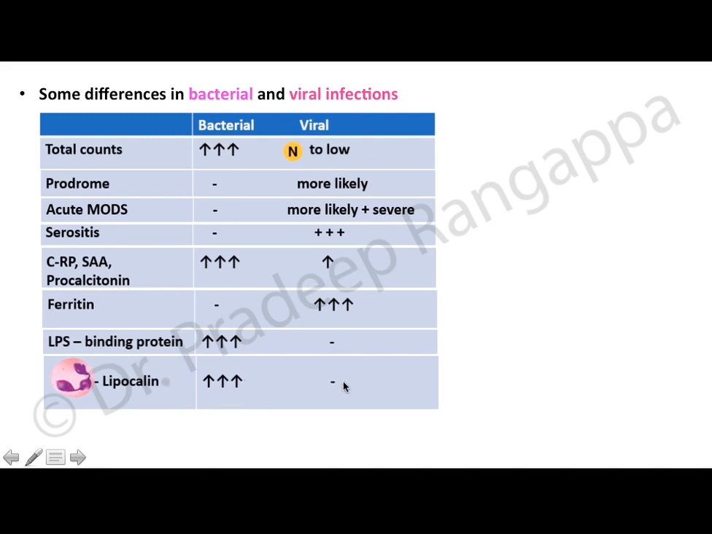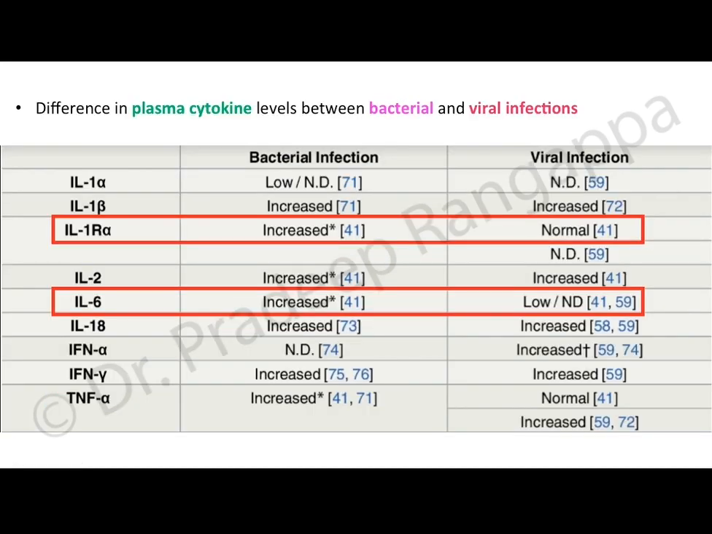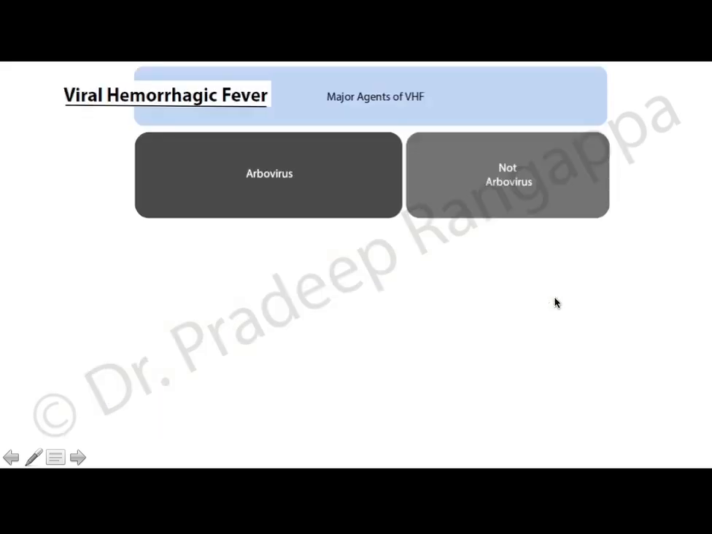So these are some of the key differences between bacterial and viral. If you look at the cytokine levels, even cytokine levels show differences between bacterial and viral. I have marked the key differences in red. If you look at interleukin 1 alpha, that is increased in bacterial, but it is normal in viral. If you look at interleukin 6, it is increased in bacterial and it is low or normal in viral infection.